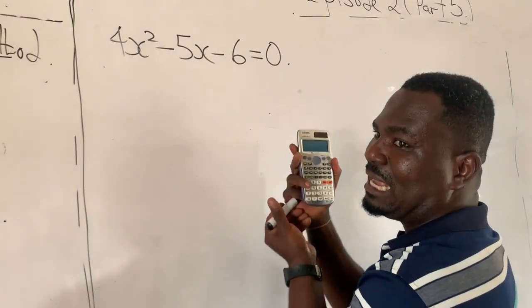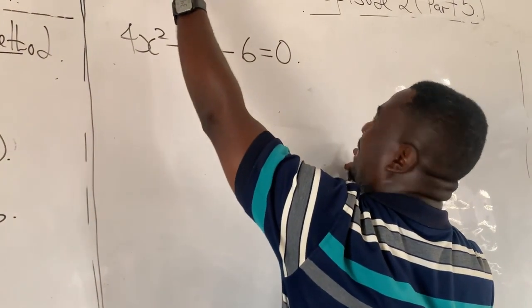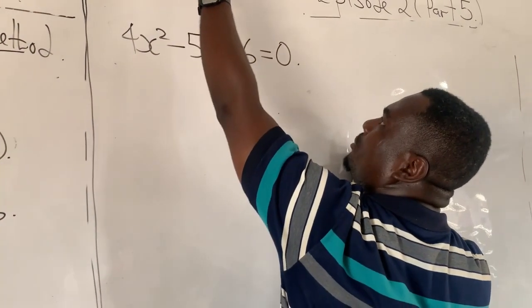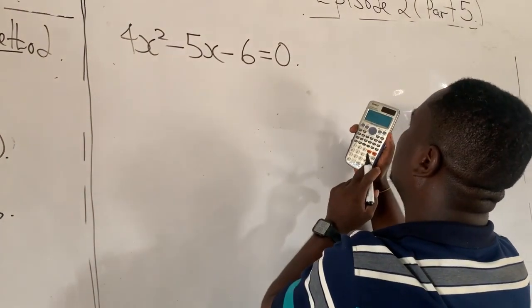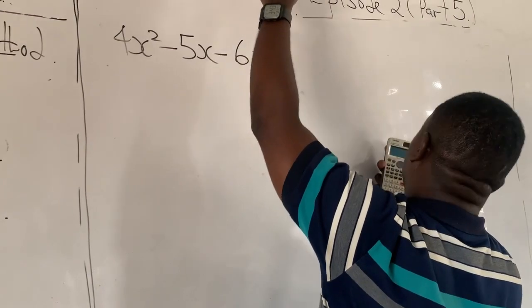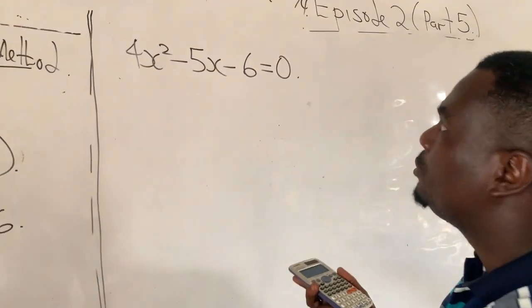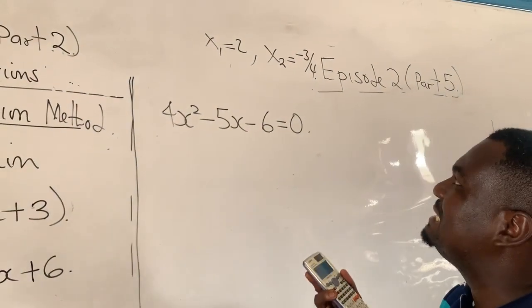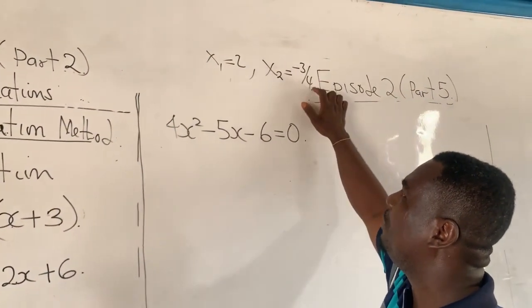So let's see how the calculator is solving. So you write your x1. My x1 is 2. And then you press the equal sign again, you are getting your x2 as what? Negative 3 over 4. So the critical values the calculator is giving us are 2 and negative 3 over 4.